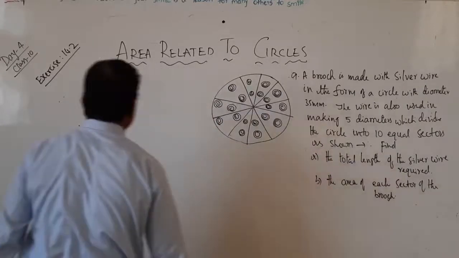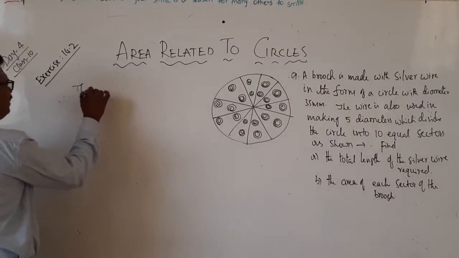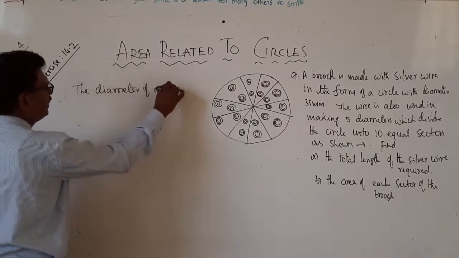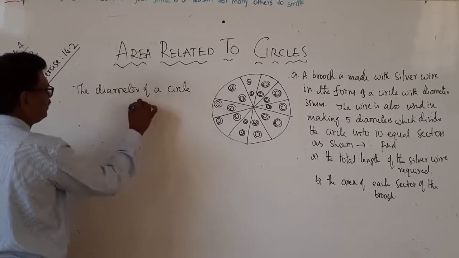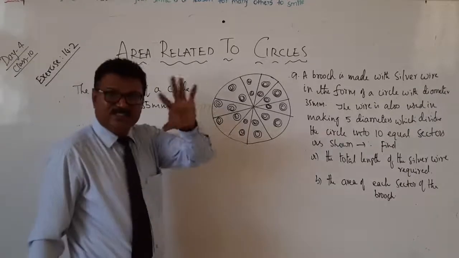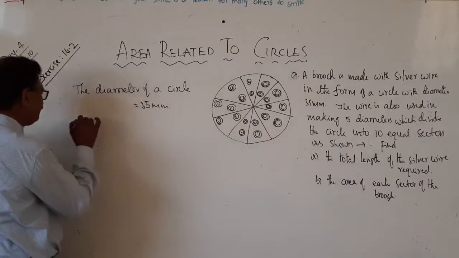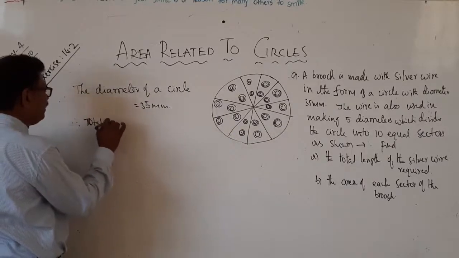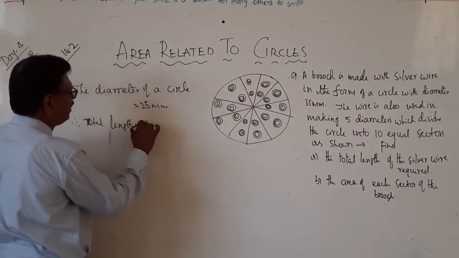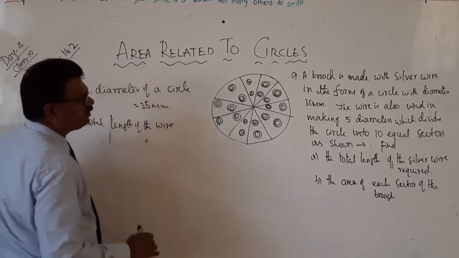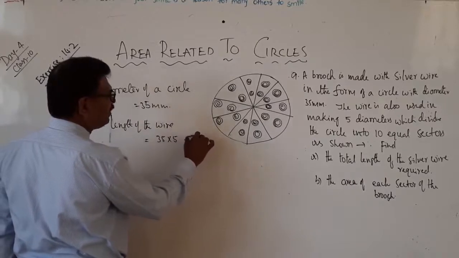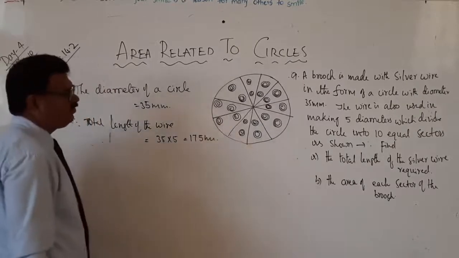First we will find the total length of the diameters. The diameter of a circle is equal to how much? 35 millimeters. Total how many diameters do we have? 5 diameters. Therefore, total length of the wire is equal to 35 into 5, which is nothing but 175 millimeters for this use.